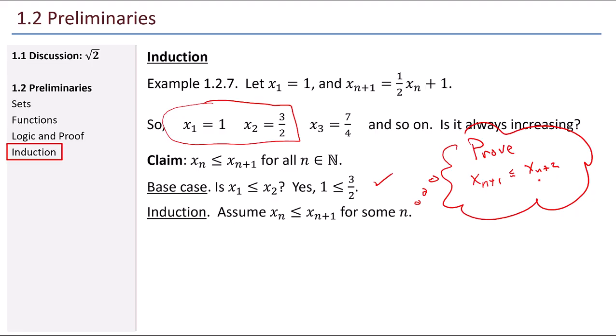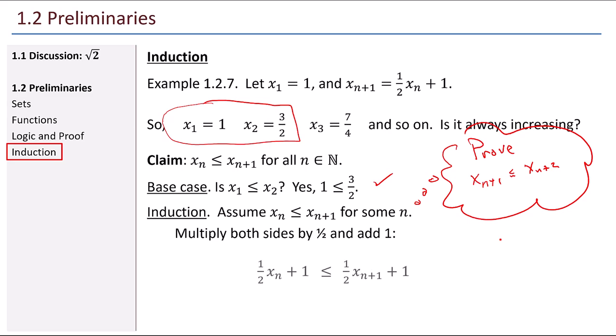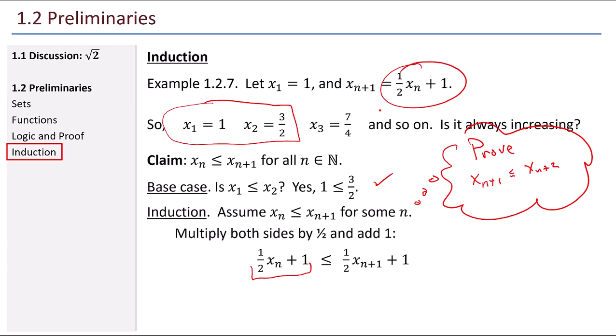So can we do that? There are several ways you might approach this. Here's one way. Multiply both sides by a half and add 1. So on the left-hand side, I get 1/2 x sub n plus 1. On the right-hand side, 1/2 x sub n plus 1 plus 1. And multiplying by half and adding 1 doesn't affect the inequality, so I still have the same inequality in there. And what do you notice about that expression on the left? That is exactly x sub n plus 1. And this expression on the right, that is exactly x sub n plus 2. And there, we did it.